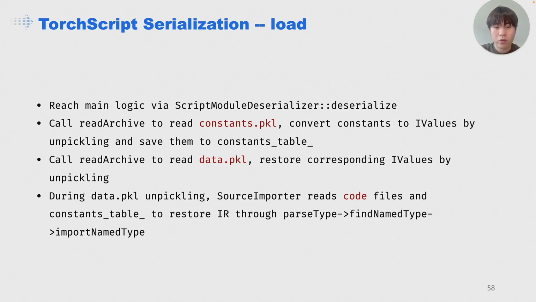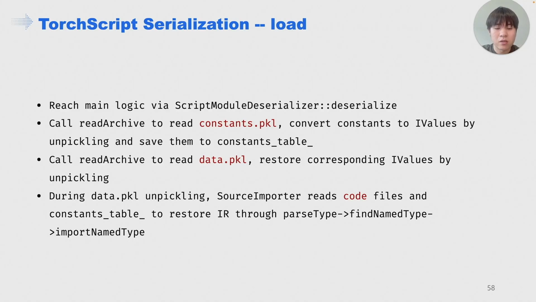To summarize the load process, first, reach main logic via deserialize. Second, call read_archive to read constants pkl. Convert constants to values by unpickling and save them to constants table. Third, call read_archive to read data pkl. Restore corresponding values by unpickling. Fourth, during data pkl unpickling, source importer reads code fields and constants table to restore IR through parse tab to find named type to import named type. Now the deserialization is done.